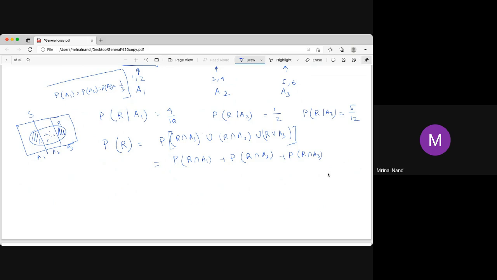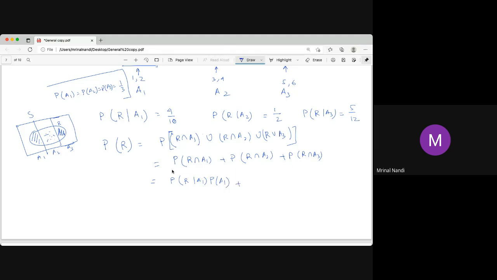The winning probability for me, for any one of the 3 tickets, where only one first prize is there, is just the sum of all this. So now you have to use a conditional probability. What is a conditional probability? It is just P(R given A1) times P(A1). By definition, the probability of R intersection A1 is this.